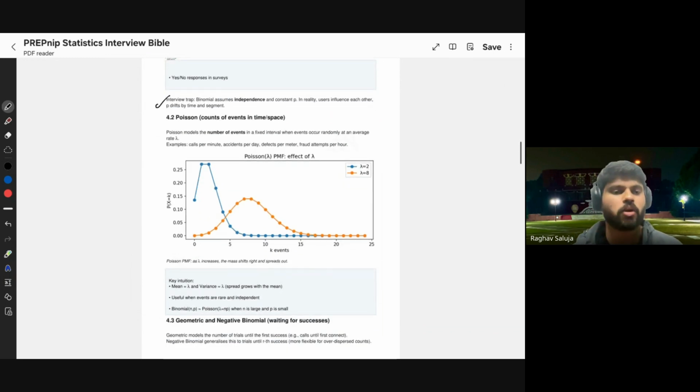Then let's jump on to Poisson. Counts events in time/space. Okay. This technically counts how many times something happened in a fixed interval. For example, 1 hour or 1 mile. This is the interval, by the way.